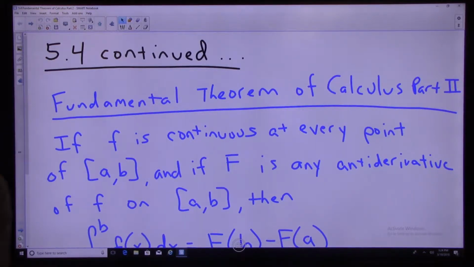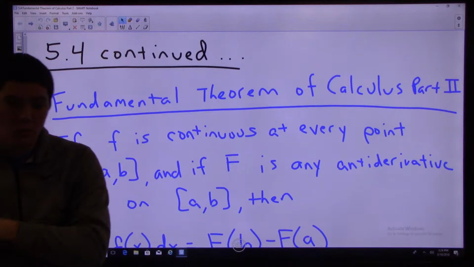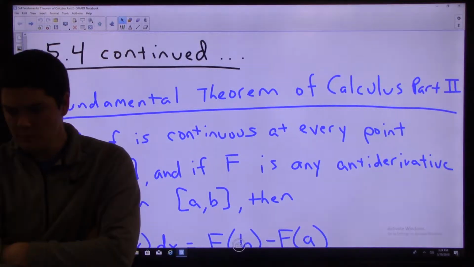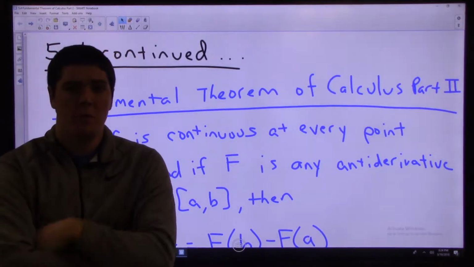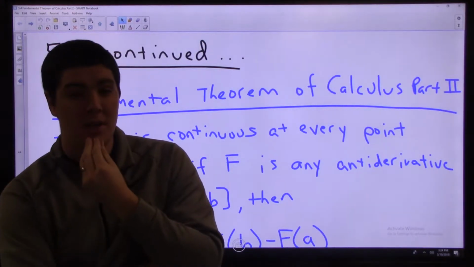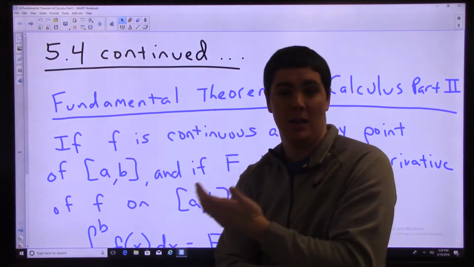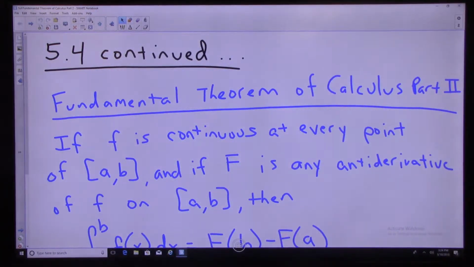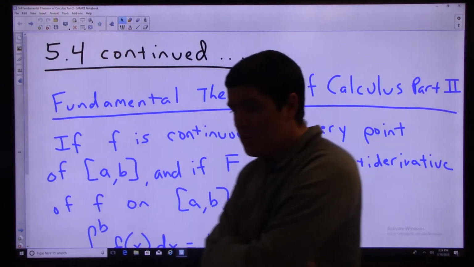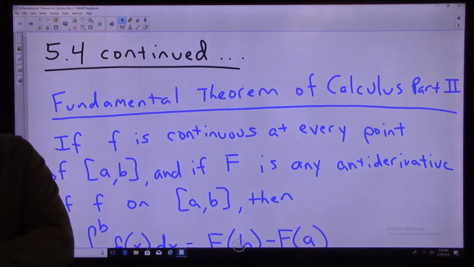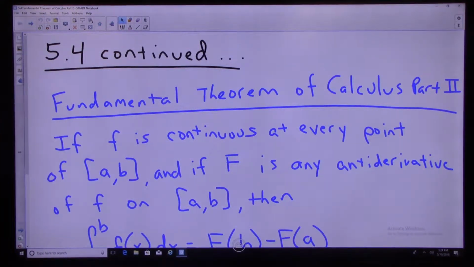So I mentioned earlier in this chapter when we were doing the Riemann sums, the left-hand, right-hand, and midpoint sums, I told you those were just approximations for finding areas under the curve. I told you eventually we would get to the exact area. We'd be able to figure out the exact area of different functions. That's what we're going to get into today, finally.